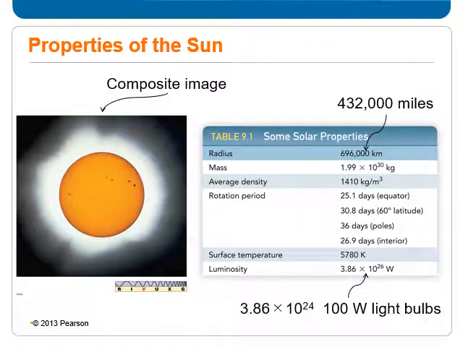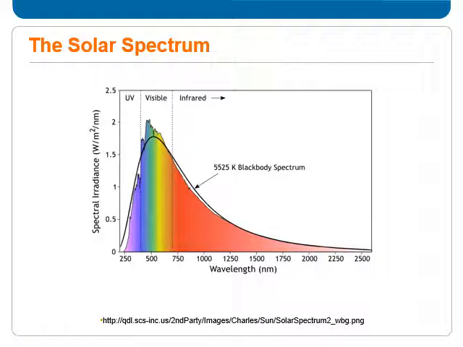We've already discussed some of the properties of the Sun. Its radius is about 109 Earth radii. Its luminosity is about 4 times 10 to the 26 watts. The Sun has a surface temperature around 5,777 Kelvin. Its peak wavelength is in the yellow-green region of visible light, and above the atmosphere, the Sun looks white.